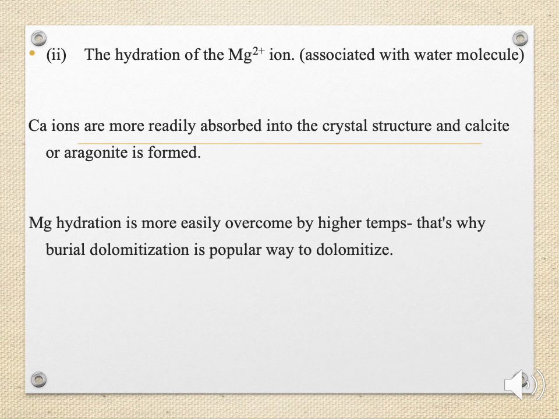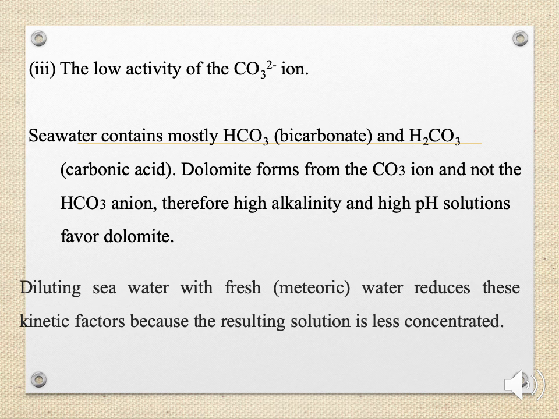dolomite. Magnesium hydration, though, can be overcome by higher temperatures, and that's why burial dolomitization is so popular. Once the sediments are being buried, the temperature increases, and so the hydration is broken up, and the magnesium can now be unhindered and fit into the lattice and take up the spaces that they need to take up to get these ordered dolomites. And then the other ionic issue or kinetic factor is the low activity of the carbonate ion.